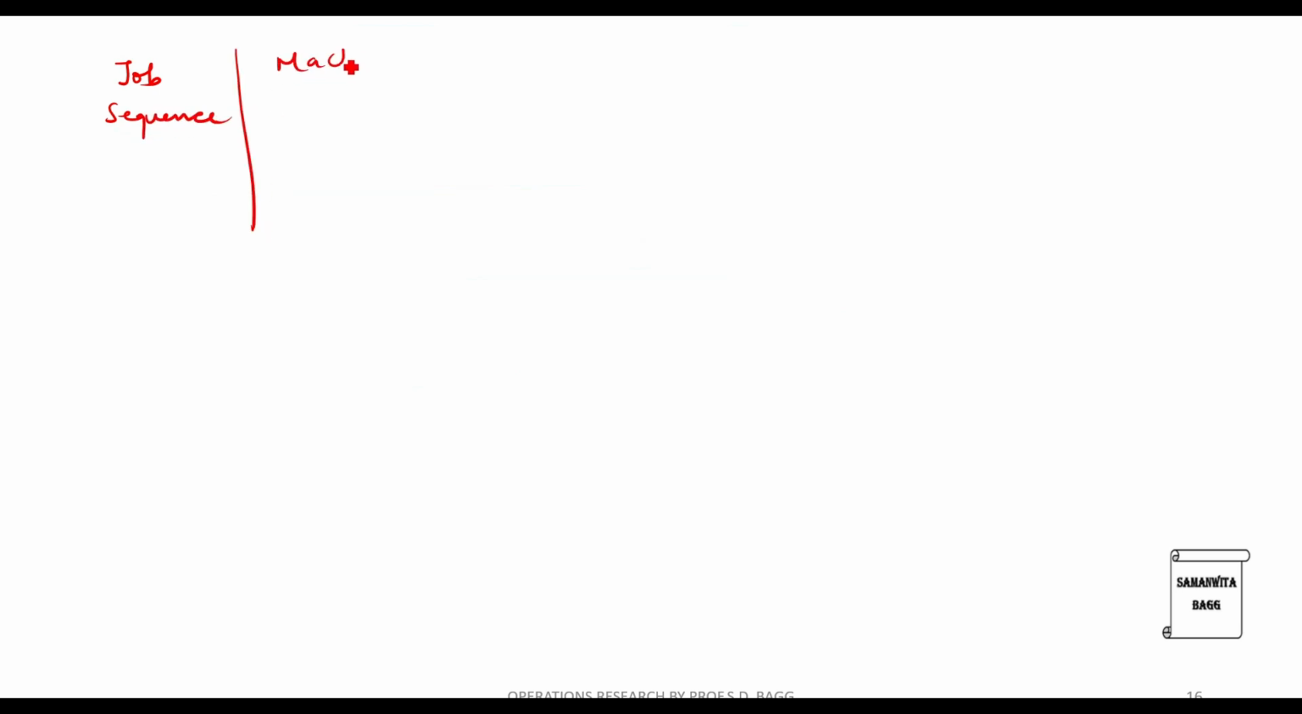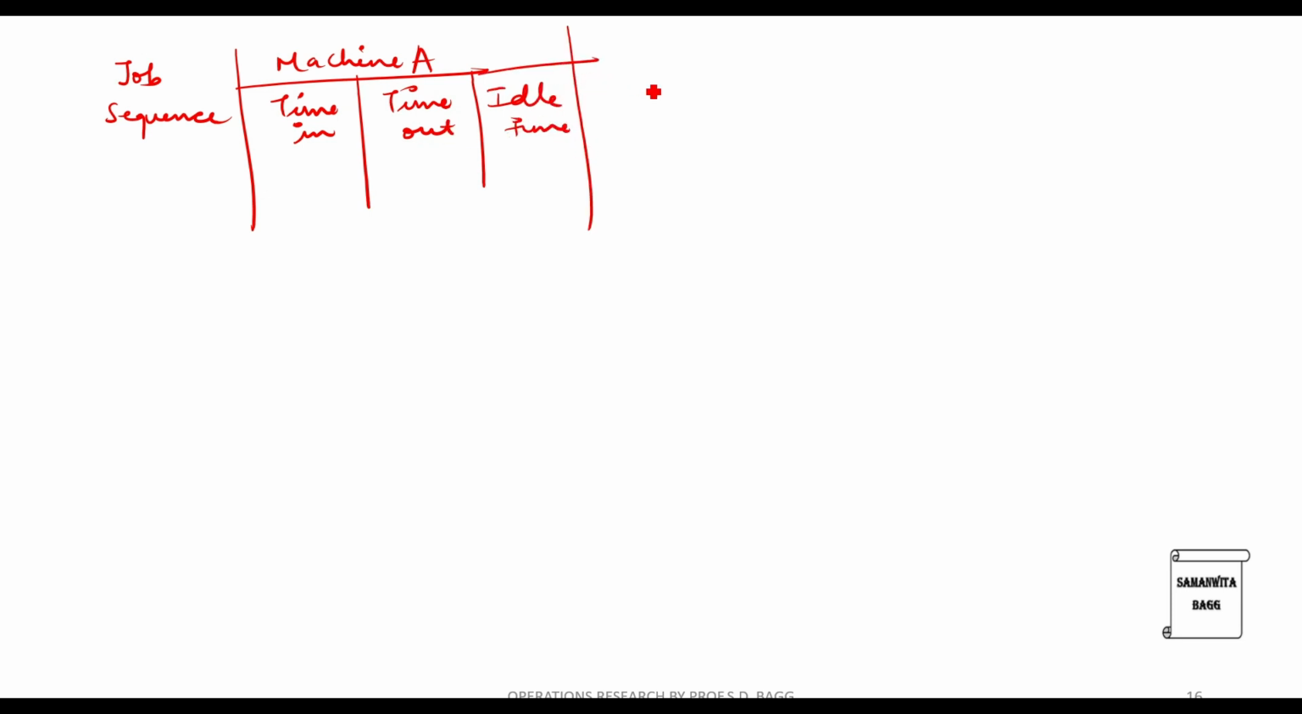Then we'll have machine A, its time in, time out, and idle time. For A, even if you don't write down the idle time, it's fine because if you look at the problem, it is only asking for the idle time of B and C, but it's okay, you can write it down.